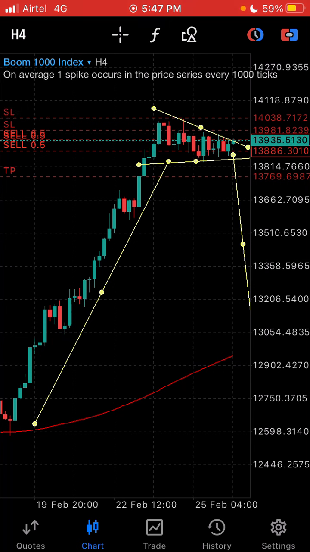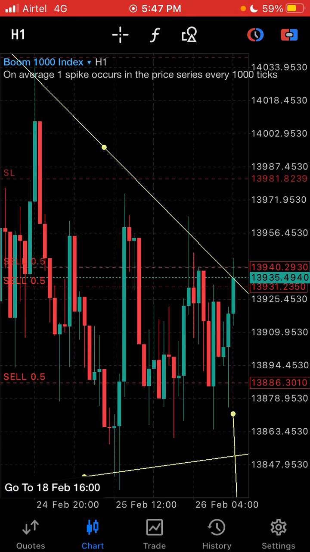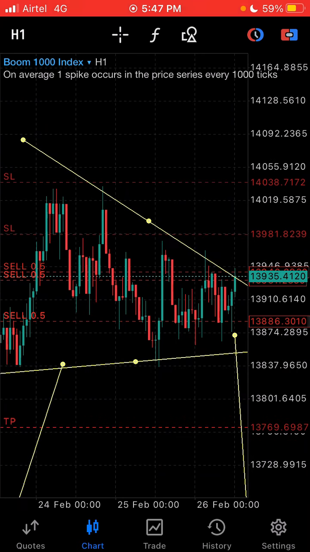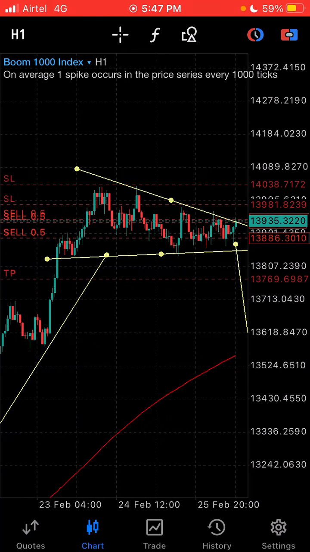If it breaks upside and we get a longer candlestick on a daily time frame, wait for the candlestick to close. Okay, if it's very strong and if there is momentum, then we can buy into the market. If it closes down, if it breaks down from this pennant pattern, we can also take another sell opportunity.